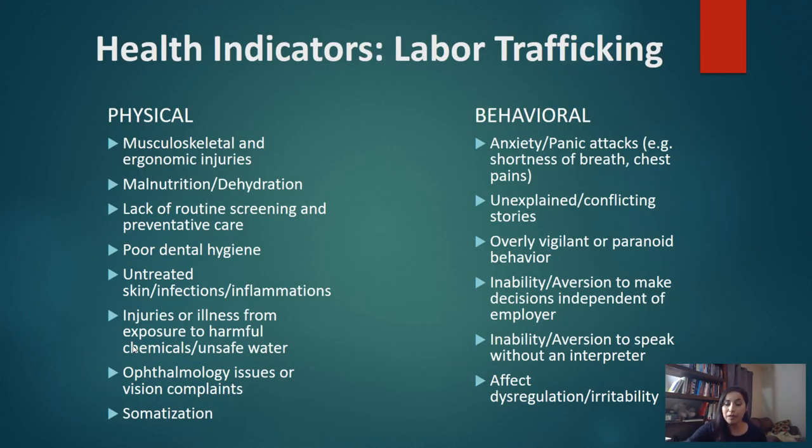Health indicators for labor trafficking victims. You may see things like musculoskeletal and ergonomic injuries, malnutrition, dehydration, especially in the summer or in warm weather, lack of routine screening or preventative health, untreated skin conditions, injury or illness from exposure to harmful chemicals. When we're talking about behavioral indicators, it could be things like anxiety, paranoia, an inability to make decisions independently, and they may have a flat effect.